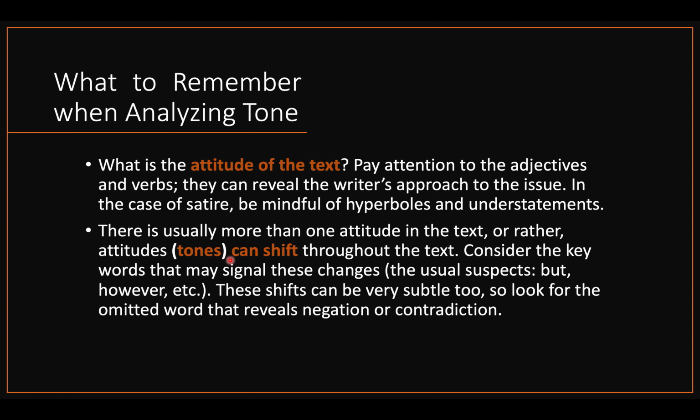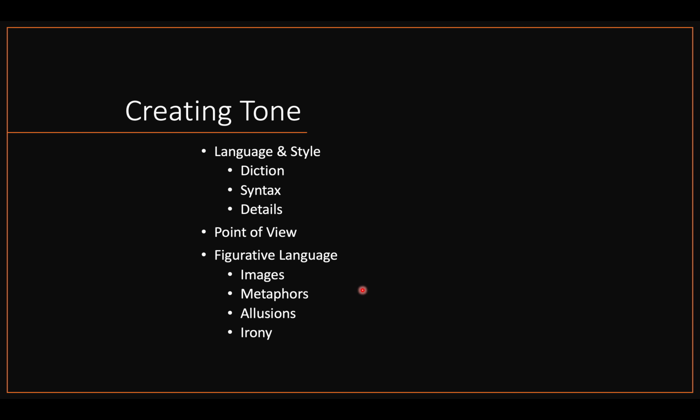But we have to look at the way the tone shifts from beginning to end. And there's often signal words that tell you where the tone is shifting. But, however, sometimes not a word, but just the phrase. But this phrase is often negative or in negation or in contradiction to the earlier points. So keep in mind that the tone is always shifting within a text.